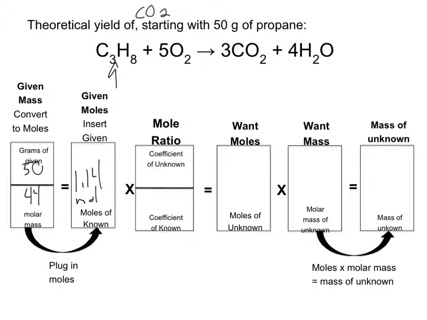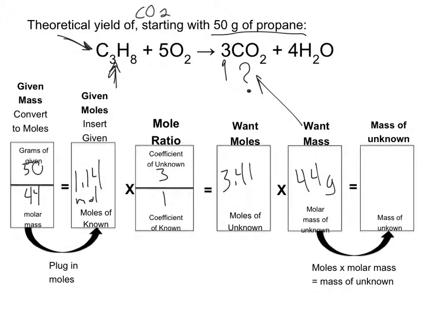We're going to multiply that by the coefficients for the mole ratio. And remember, these numbers for the mole ratio always come out of the balanced chemical equation. Our unknown, what we're trying to find, is the CO2. That has a coefficient of 3. Our known, we were given 50 grams of propane, so that means we're going to use coefficient of 1 on the bottom here in the denominator. 1.14 times 3 gives us 3.41 moles of CO2, starting with 50 grams of propane. We're going to multiply that back times the molar mass of CO2, our unknown, which also happens to be 44 grams. So 3.41 times 44 gives us a value of 150 grams.